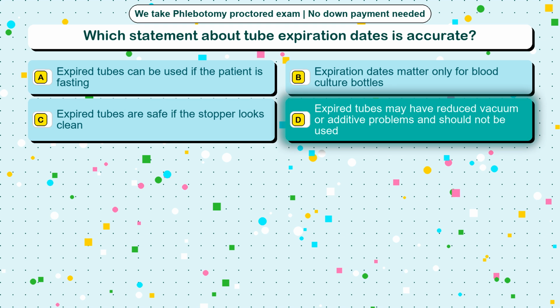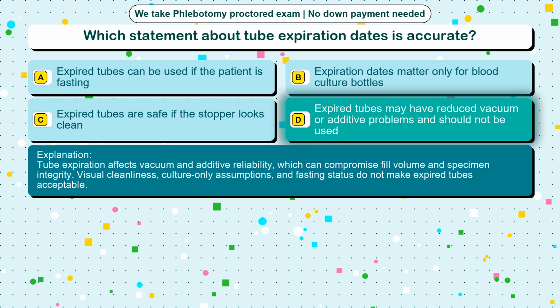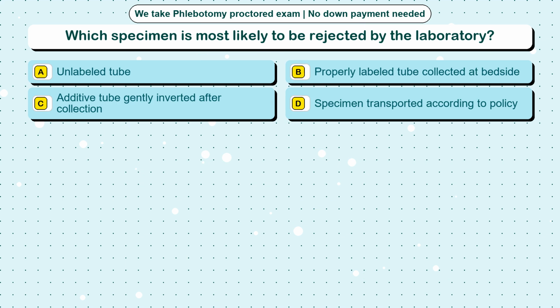Expired tubes may have reduced vacuum or additive problems and should not be used. Tube expiration affects vacuum and additive reliability, which can compromise fill volume and specimen integrity. Visual cleanliness, culture-only assumptions, and fasting status do not make expired tubes acceptable. Question 19. Which specimen is most likely to be rejected by the laboratory?